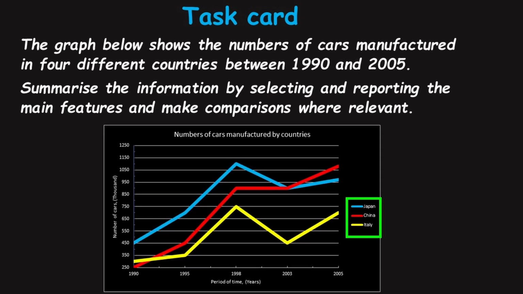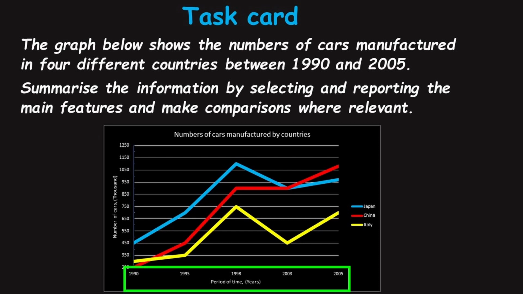The line graph. On the right side of the graph there is a key with the description of the lines. The 3 lines depict the changes in quantities of cars manufactured by each country. The vertical axis shows the number of cars produced each year. The horizontal axis shows the period.